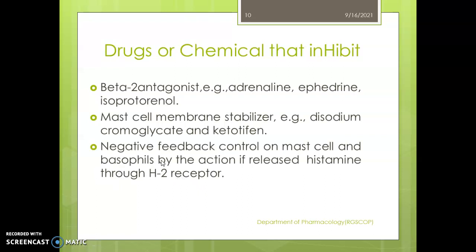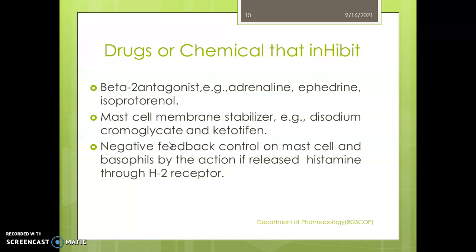Basophils and mast cells play a very important role during any injury or infection. Their level rises, and in this way we can diagnose that a person is suffering from such an infection.